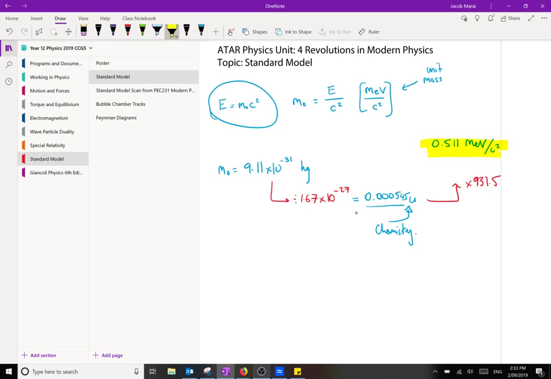So that number there, 0.511 MeV per c squared, that is how your particle physicist would measure the mass of an electron. They're not going to go to your data sheet and go 9.11 times 10 to the... Nor are they going to go 0.00545. No, they're going to say, how much energy do I need to make this bad boy? What is its rest mass in terms of energy?